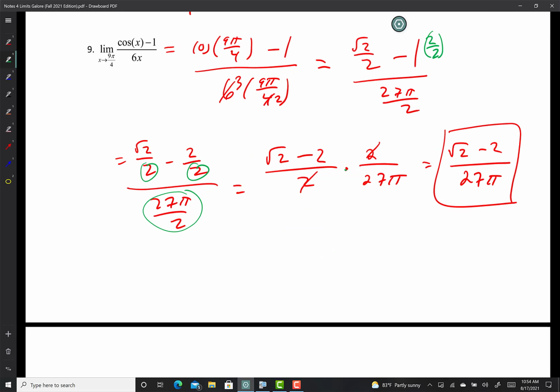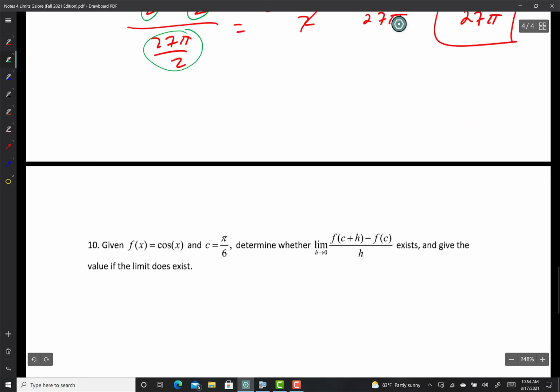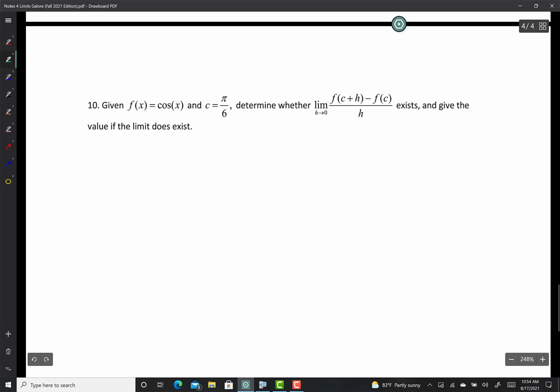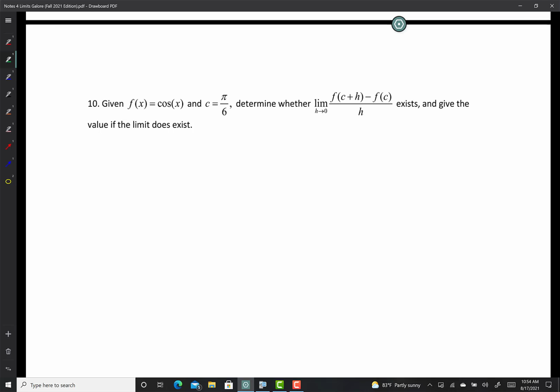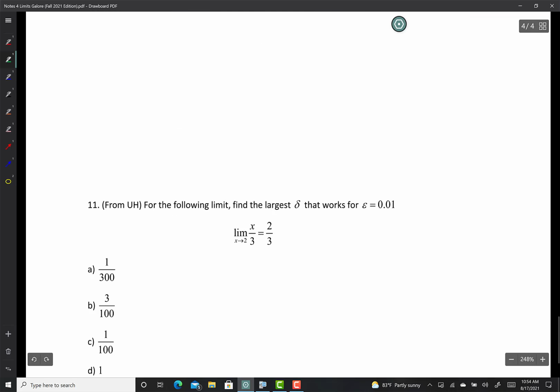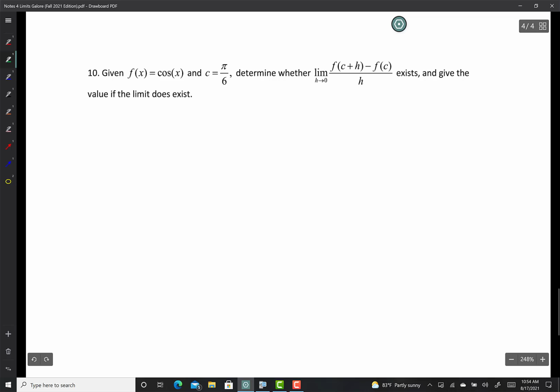You want to take a picture? All right, guys. All right. Yeah, go for it. All right, we're almost done. We just need 2 more.